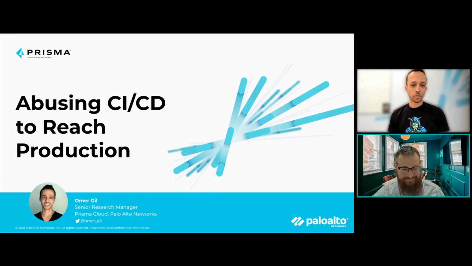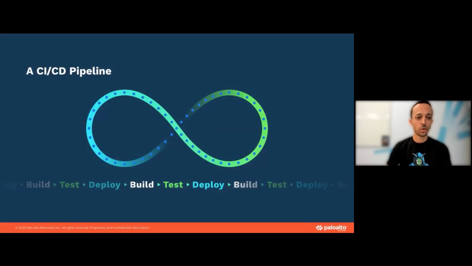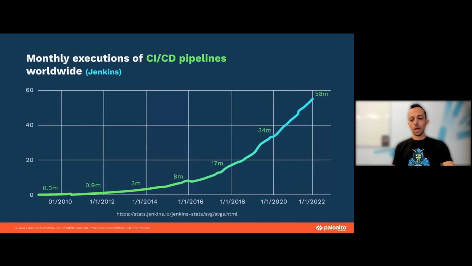Thanks. So hello, everyone. My name is Omer Gill, and welcome to my talk, where we will see how attackers abuse CI/CD environments to reach production. And just before we get to the point, let's start with a quick intro. So most of you probably work with CI/CD pipelines on a daily basis. Nearly any company that develops software has pipelines used to build, test, and deploy their code. And usage of CI/CD is becoming more and more common as the years go by.